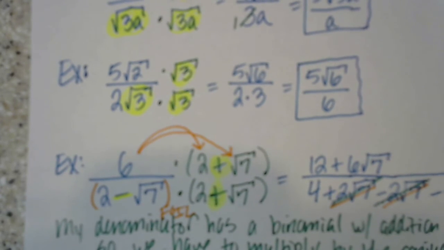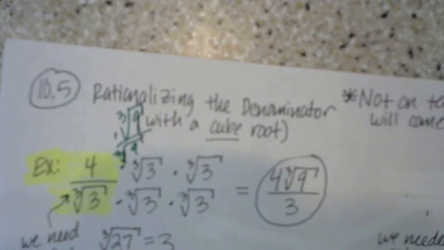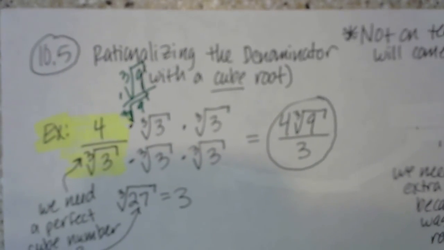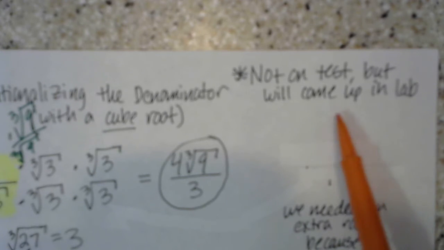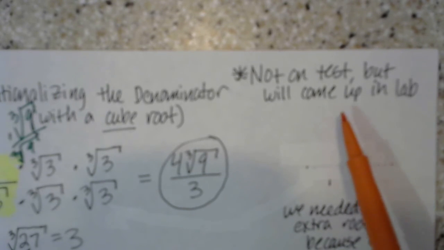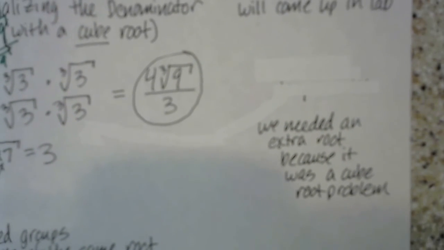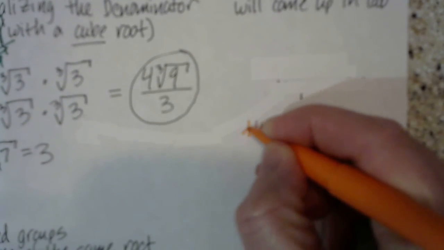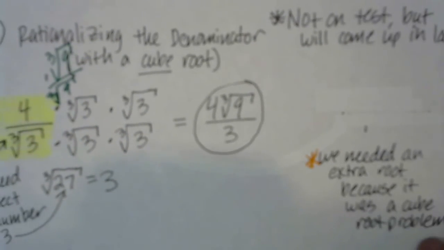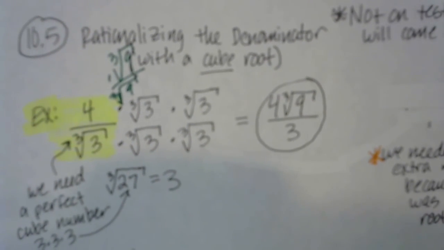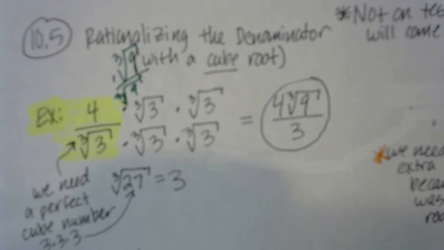I did include an example for you of a cube root. You're probably not going to see this on the test, but it does come up in the lab. And you're really going to have to understand this part in order to do cube root rationalization, because with the square root you just need pairs of 2, right? Well, with a cube root you need pairs of 3, remember?